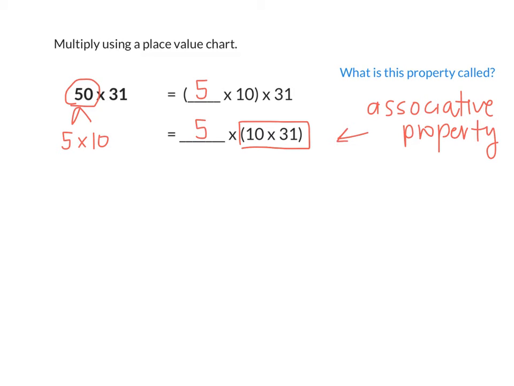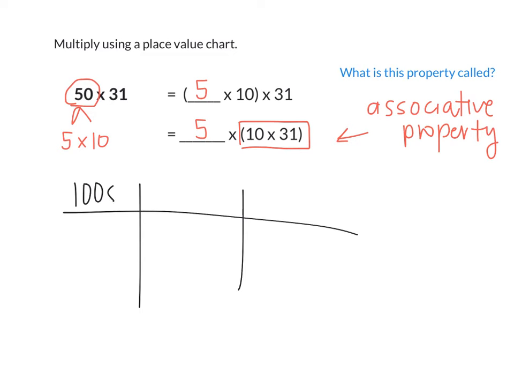Write down that that's the associative property. Okay. Now, how does this help us? Well, now we have 31 times 10, don't we? Could we use a place value chart to help us do that? Let's do it. Let's set up a place value chart with hundreds place, tens place, and ones place. If I have 31, how many tens discs do I need?